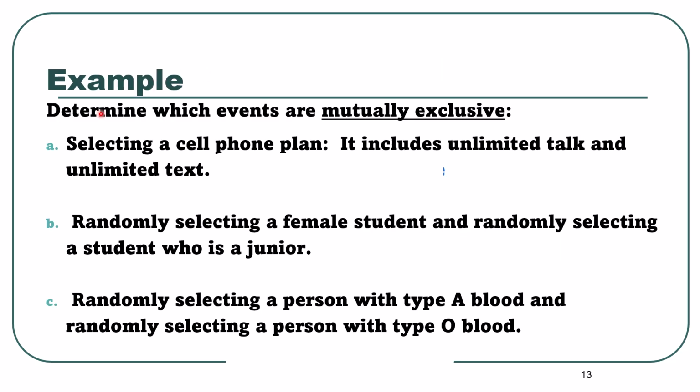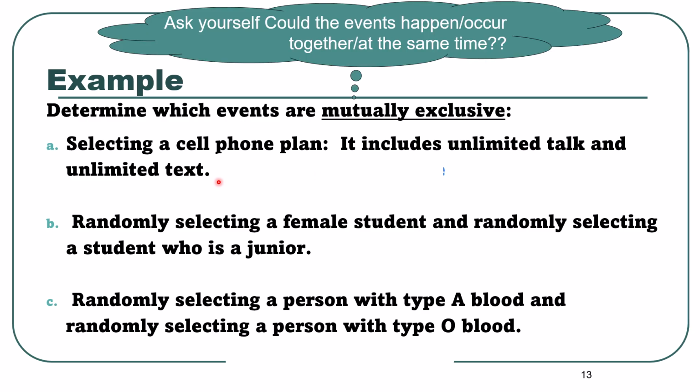So let me see some examples here. Determine which events are mutually exclusive. Selecting a cell phone plan which includes unlimited talk and unlimited text. Well, to answer that, we should ask ourselves, could these two events, unlimited talk and unlimited text, occur together or not? In this case, they could happen together, so they are not mutually exclusive.